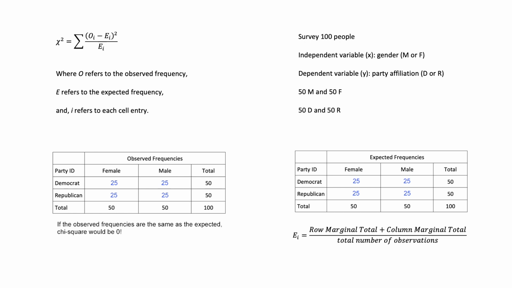That is, if you subtracted the 25 expected female Democrats from the 25 observed female Democrats, you would get 0. You would get a 0 for subtracting the 25 expected female Republicans from the 25 observed female Republicans. You'd get 0 from subtracting the 25 expected male Democrats from the 25 observed male Democrats. And finally, you get 0 from subtracting the 25 expected male Republicans from the 25 observed male Republicans.